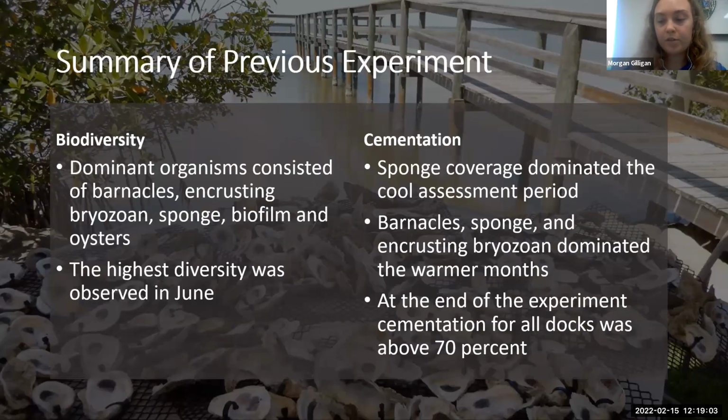Right, just to conclude and drive everything together here. Overall, for the biodiversity, our dominant organisms found throughout the entire study were barnacles, encrusting bryozoan, sponge, biofilm, and oysters, and the highest diversity was observed in June. In terms of cementation, sponge coverage dominated in the cool assessment period of February. Barnacle, sponge, and encrusting bryozoan dominated the warmer months of October and June. And at the end of the experiment, there was an increase in cementation, greater than 70% at Cape Canaveral, and then finally 80% at the other 3 locations.